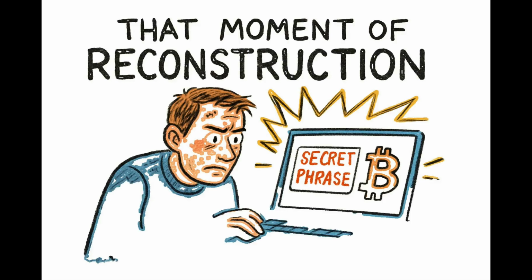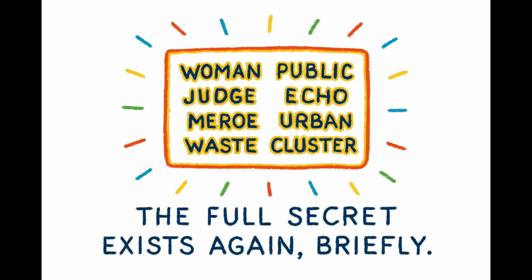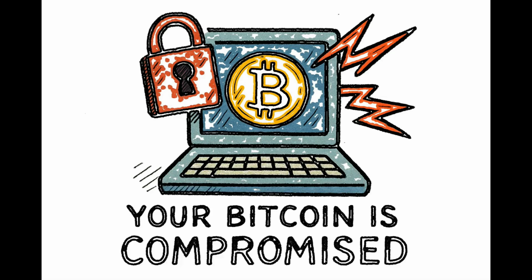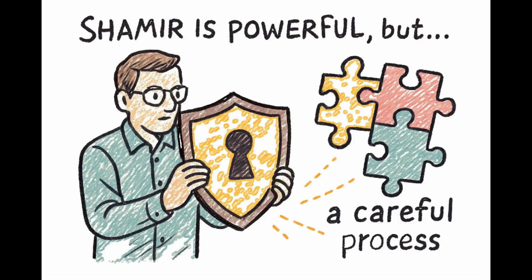That moment of reconstruction is sensitive. The full secret exists again, briefly. If the computer or the device you use for that is compromised, so is your Bitcoin. Shamir is powerful, but it relies on a very careful process.